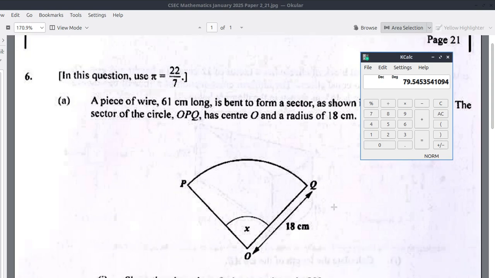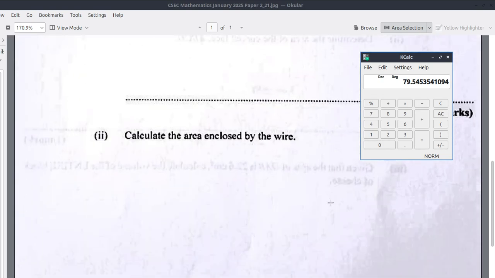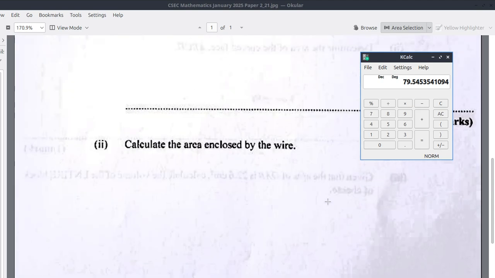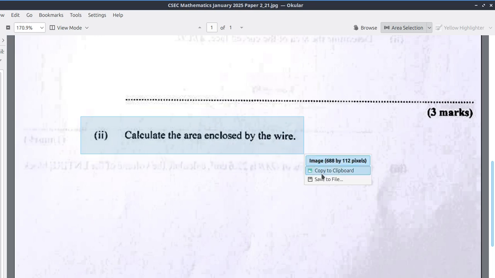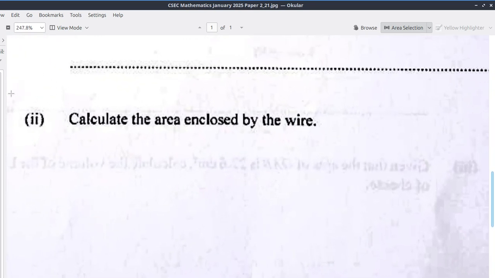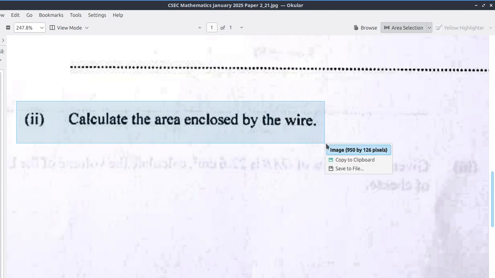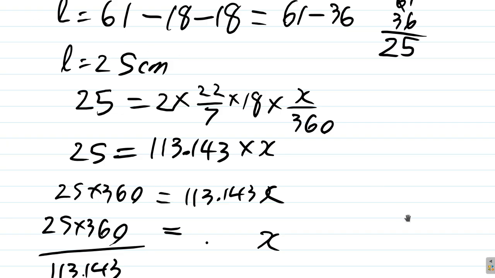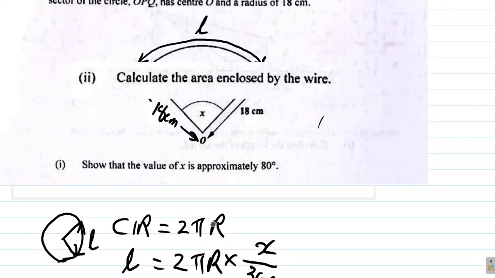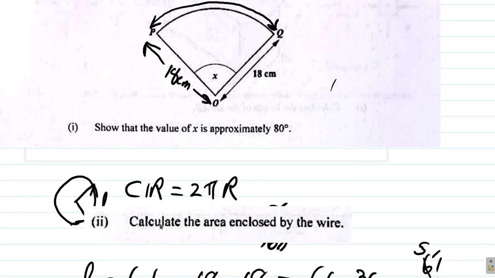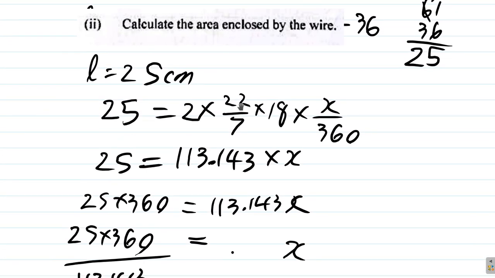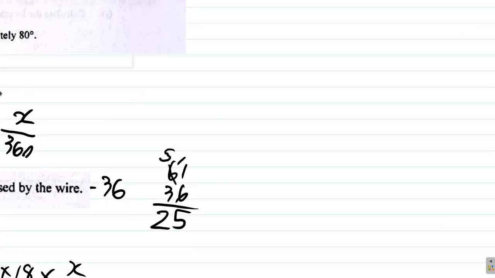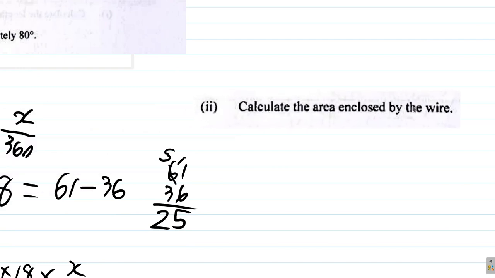Now, let's see what else is going on. Calculate the area enclosed by the wire. 2 marks for that. Let's copy this and put it over. Paste. Where did it go? Here it is. So the next thing you want to do is to calculate the area enclosed by the wire. Let's do that over here.